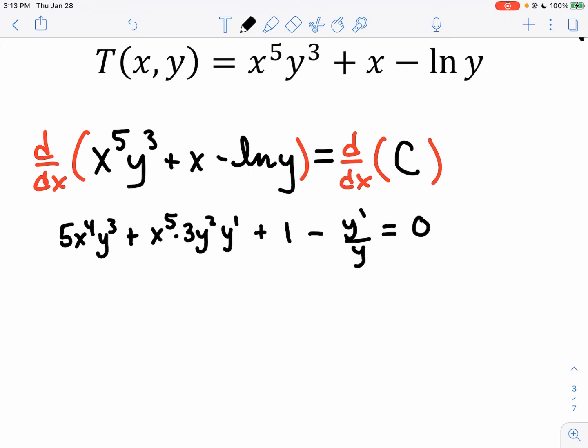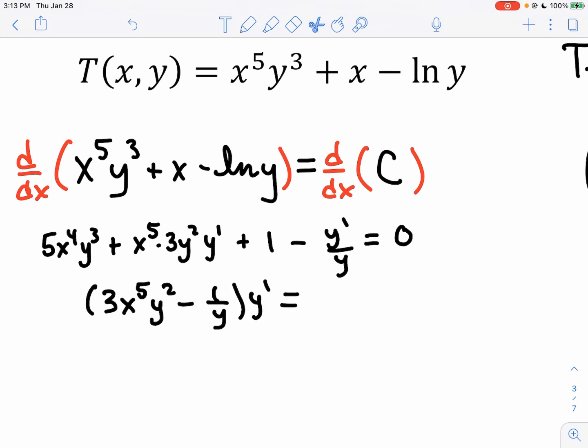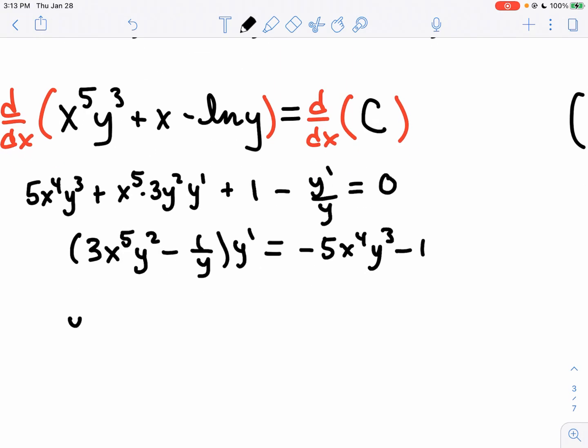And now I'm going to solve for y prime. And I see two terms that have y prime and two terms that don't. I'll leave the two terms that have y prime on the same side of the equation, namely this term and that term, and factor out the y prime at the same time. So that leaves us, let me put the 3 first, we have 3x to the 5th y squared, and the y prime will be factored out, minus 1 over y, and the y prime is factored out. The other two terms, the 1 and this first term, I'm going to subtract to the other side. So we have minus 5x to the 4th y cubed, minus 1, and here we go. Now I'm going to solve for y prime.